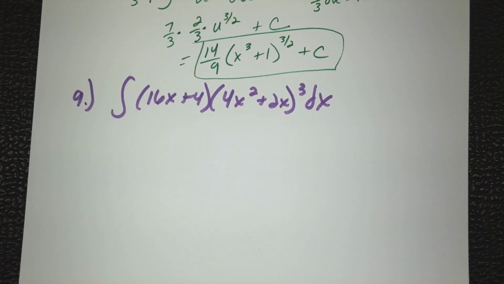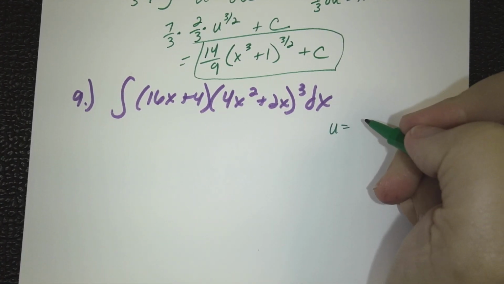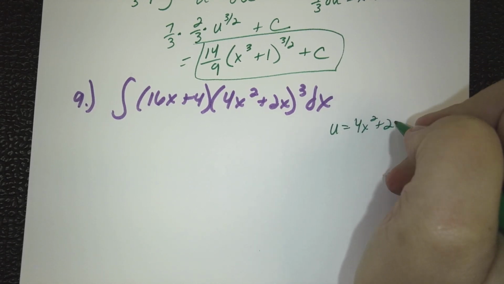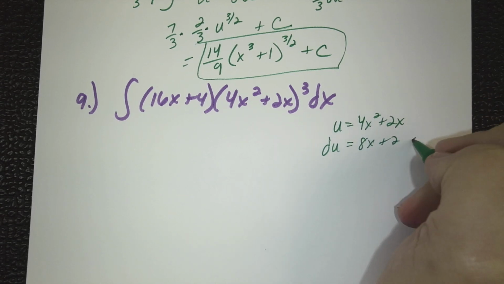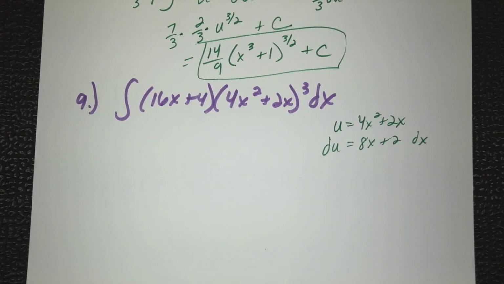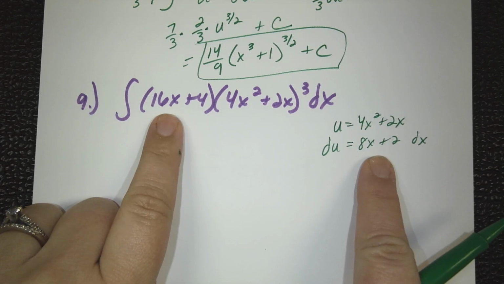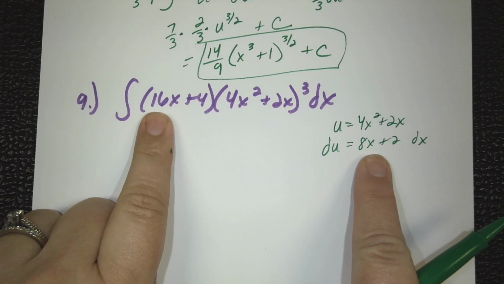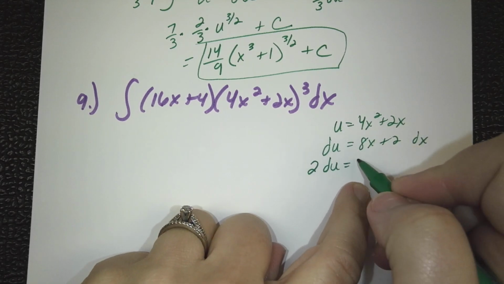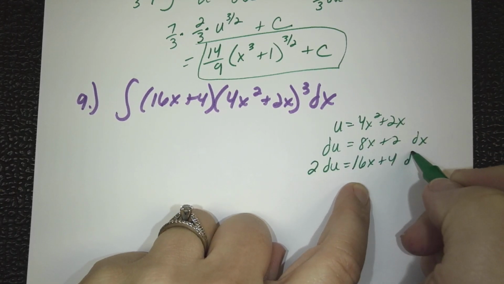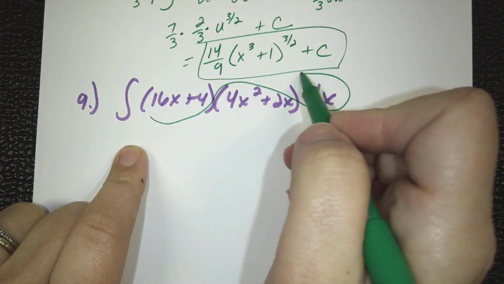What's my u? 4x squared plus 2x. What's the du? Stop and look what you have. Still right. Perfect. Oh, wait. Do you see it? Gotta divide by 2. Isn't this related? Well, yes. If I times this by 2, and I times this side by 2, I'd get 16x plus 4, which is what I have. I can do that.